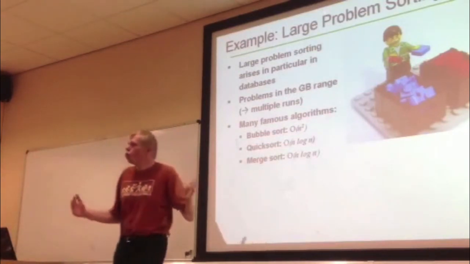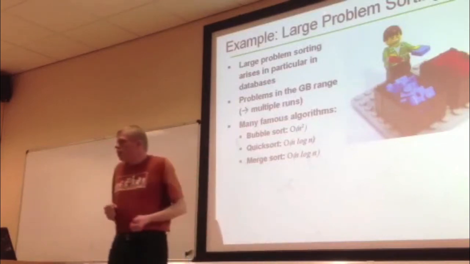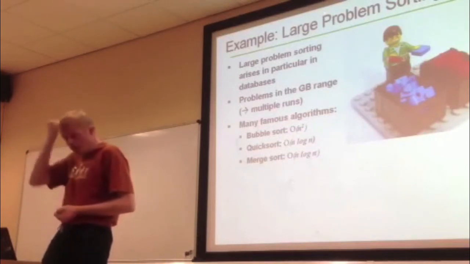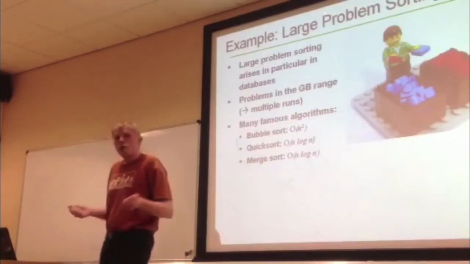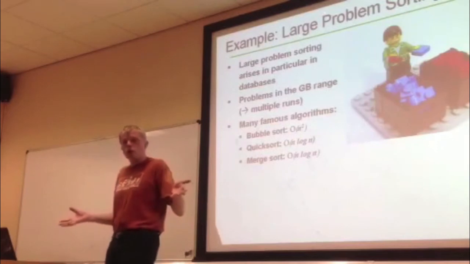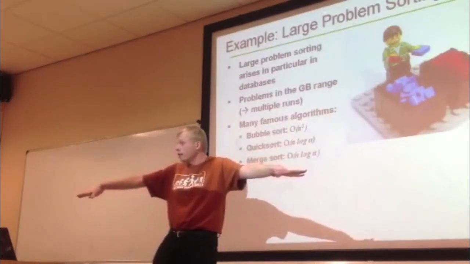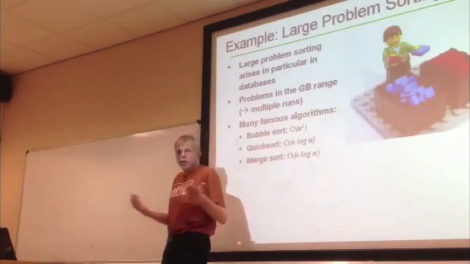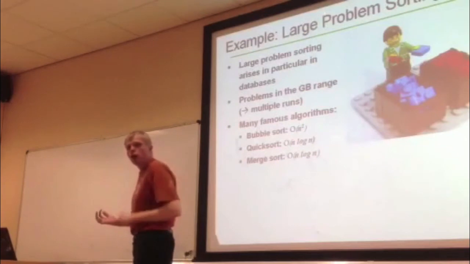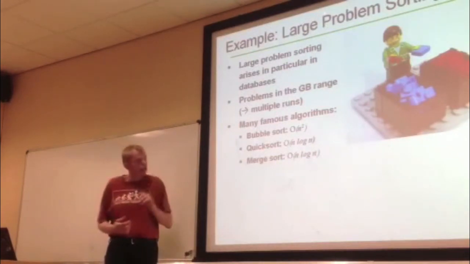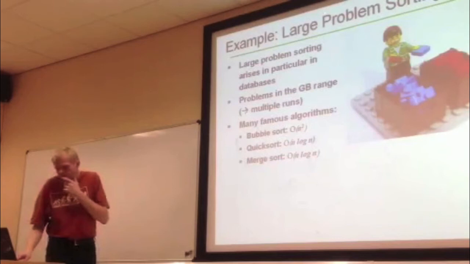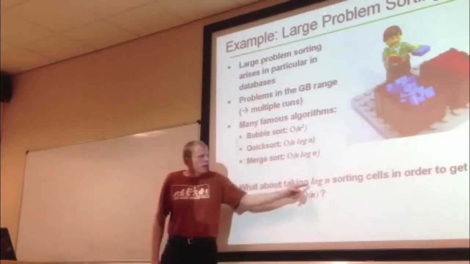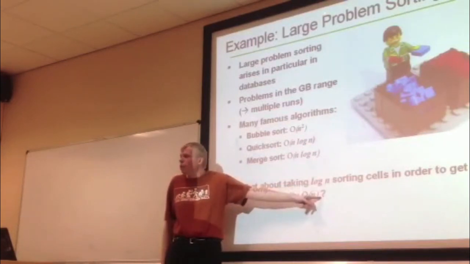Bubble sort needs n square comparisons. You could do all the n square comparisons in parallel. You can have n square compare cells. And then you simply look up, with respect to the output flags, what value you have to pick out. So you could do this, but it's not necessarily a smart idea. Okay, so the trick would be, what about taking log n sorter cells to get linear time complexity?